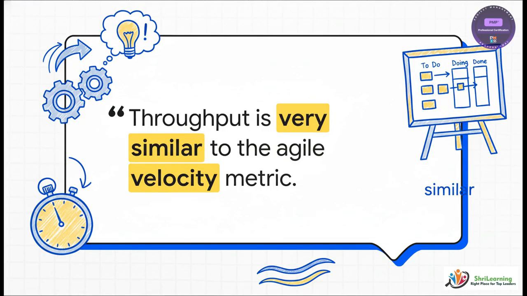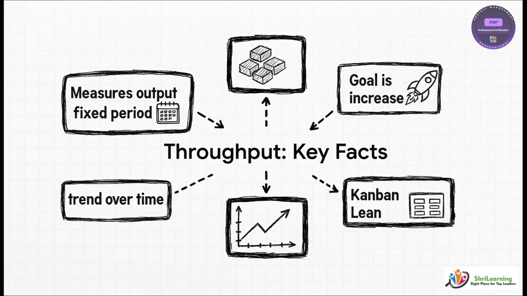Now, if you've been working in a Scrum team, this should be a big aha moment. Because throughput is very similar to a term you probably use all the time. Velocity. At their heart, they're both trying to measure the same thing. The amount of work a team gets done in one iteration. So let's just quickly break that down. Throughput measures output. Simple as that. You measure it over a fixed time box, like an iteration. You look at it as a trend over time, and of course, the goal is always to get that number to go up, to get more done. It's a core idea that comes straight from Lean and Kanban, where the whole game is about maximizing the flow of value.